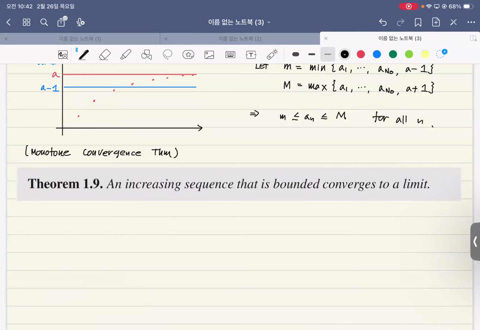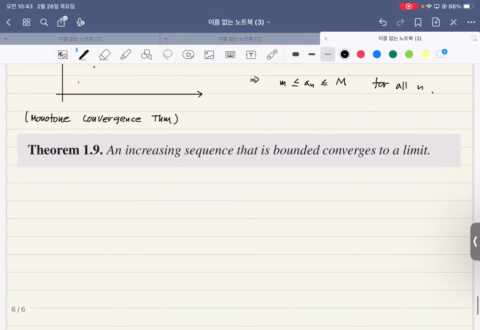An increasing sequence that is bounded converges to a limit. Suppose you have an increasing sequence, and we are assuming that the sequence is bounded. The sequence being bounded means your increasing sequence cannot exceed some certain point, but it is still increasing. Our intuition says that in this case, my sequence must converge to some point, because it is increasing but cannot exceed some point. So it must stabilize underneath that limit. This is the idea of the monotone convergence theorem. What do you think? Does it sound reasonable enough to you? Okay, I will give you the proof of this.